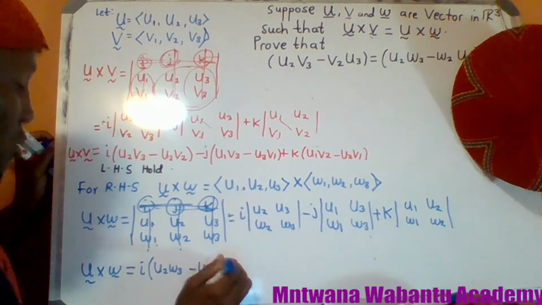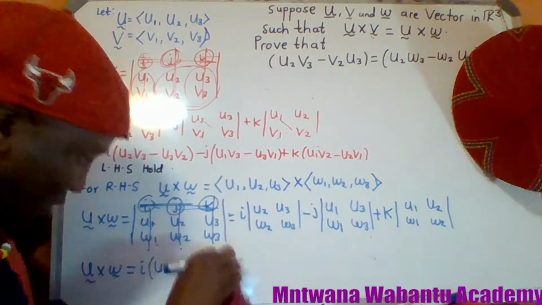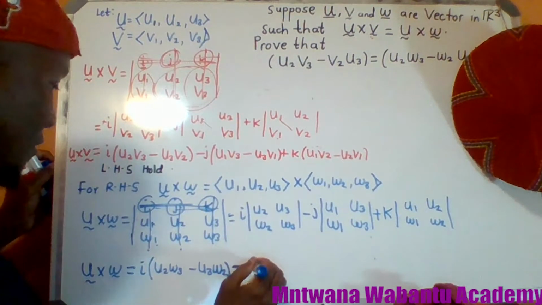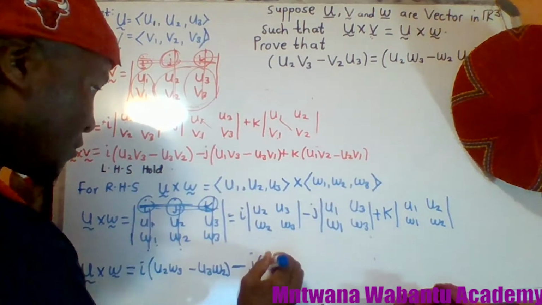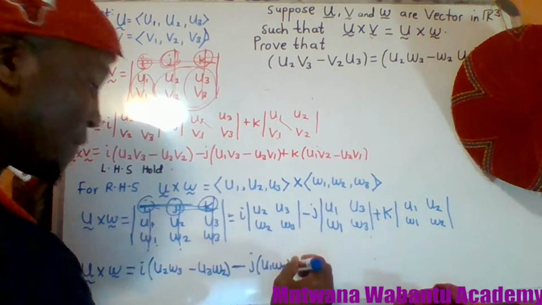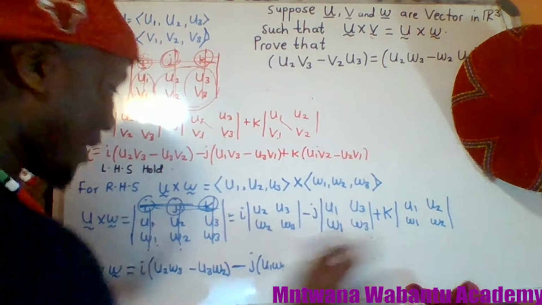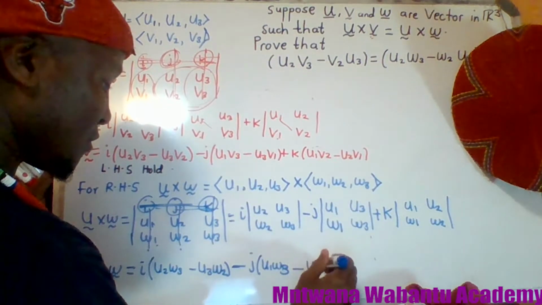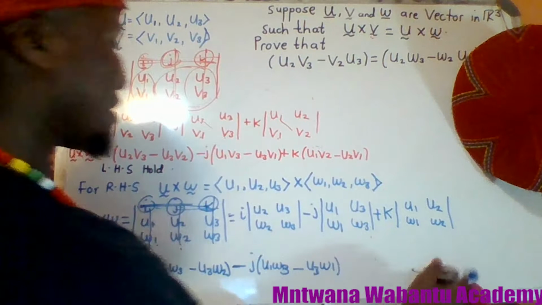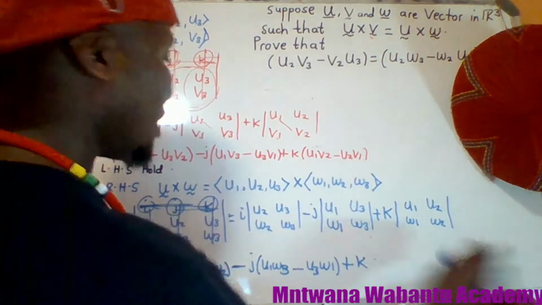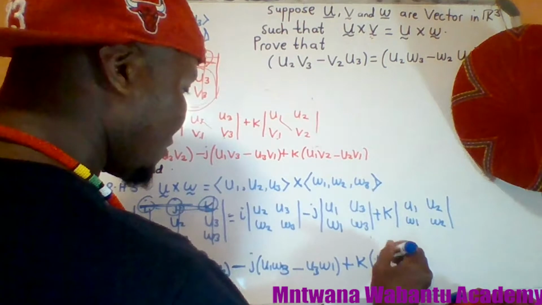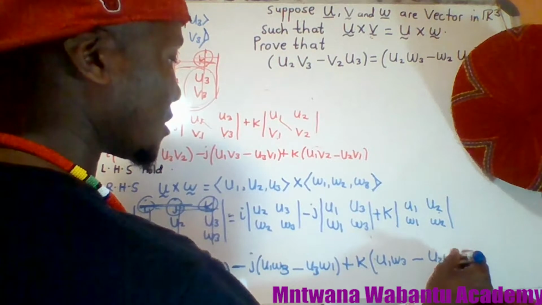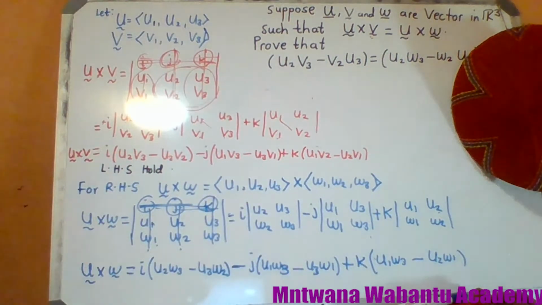Now if you cross these two, you're going to get i times (U2 W3 minus U3 W2), minus, and now this is going to be j here, (U1 W3 minus U3 W1), bracket. The last one is chi.